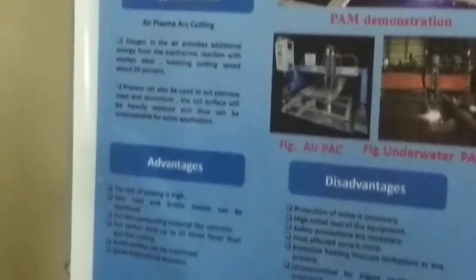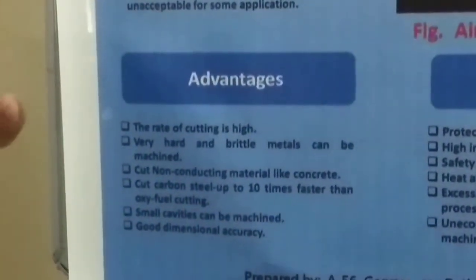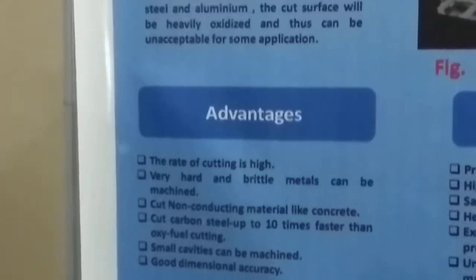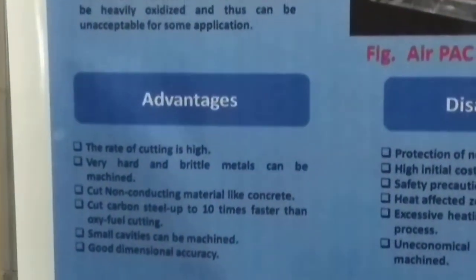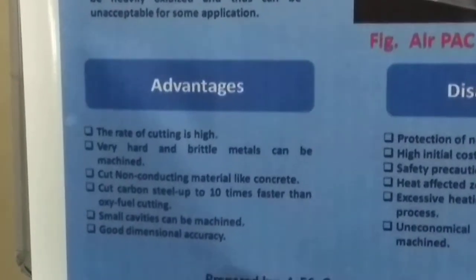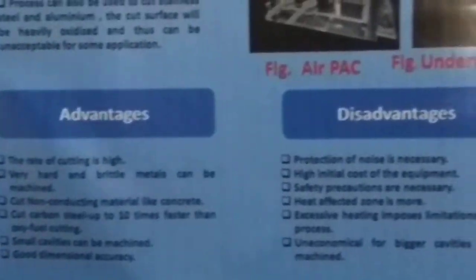Then the advantages of plasma arc machining. The rate of cutting is high. Very hard and brittle materials such as carbides can be machined. It can cut non-conducting materials like concrete. Small cavities can be machined. Good dimensional accuracy is achieved in plasma arc machining.